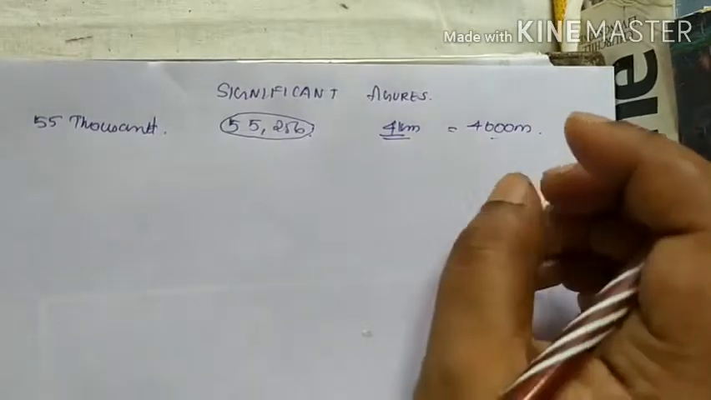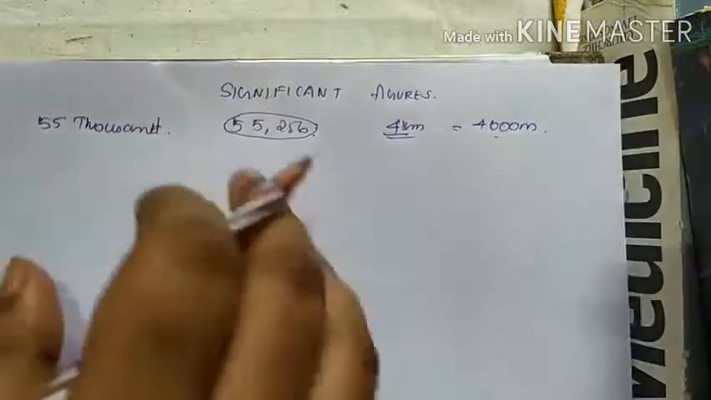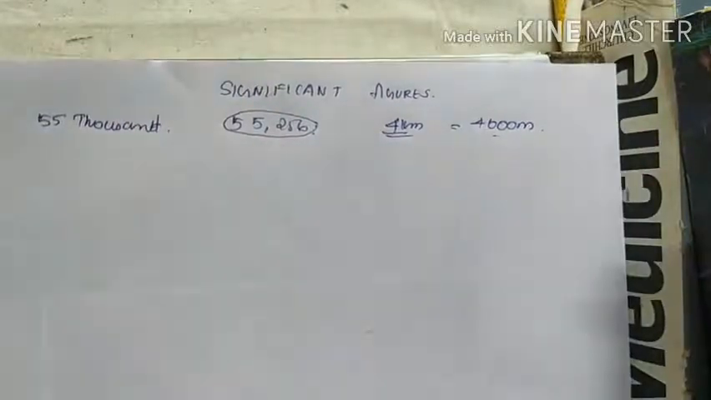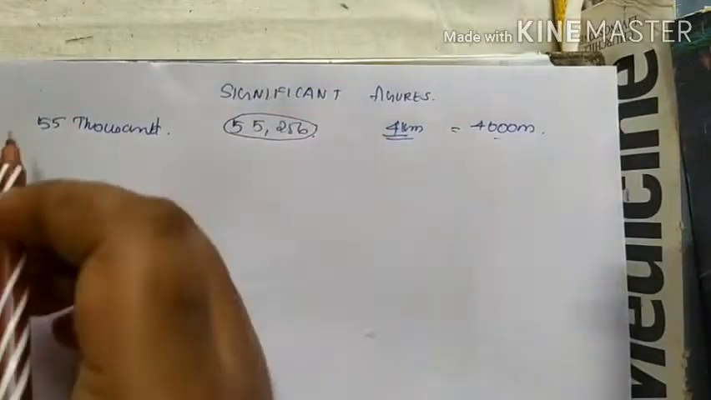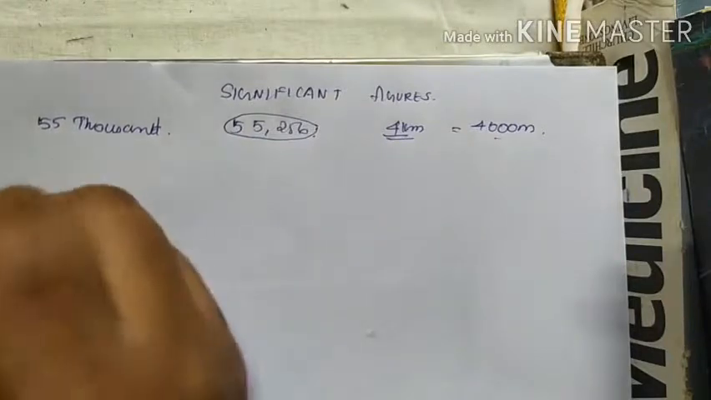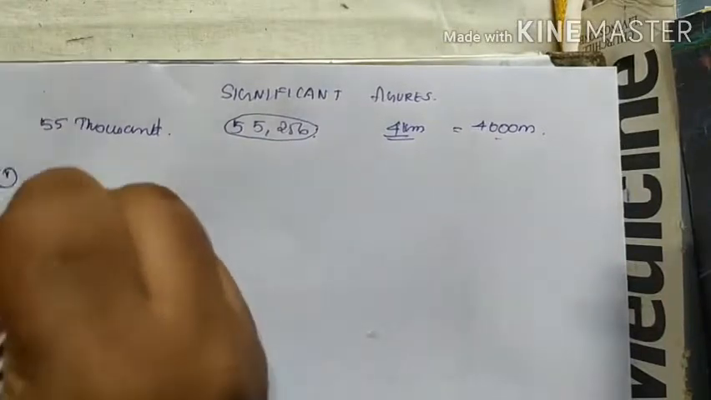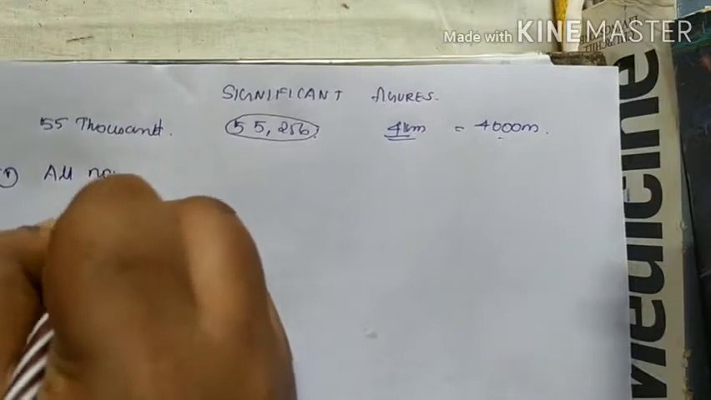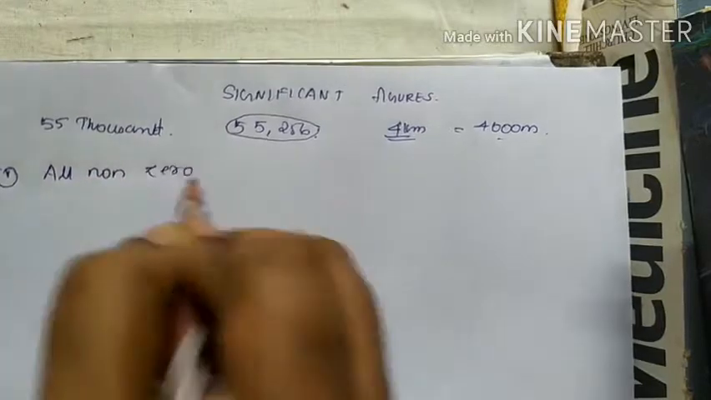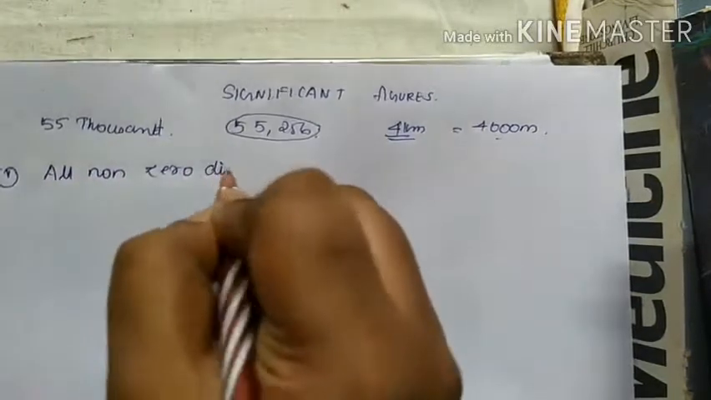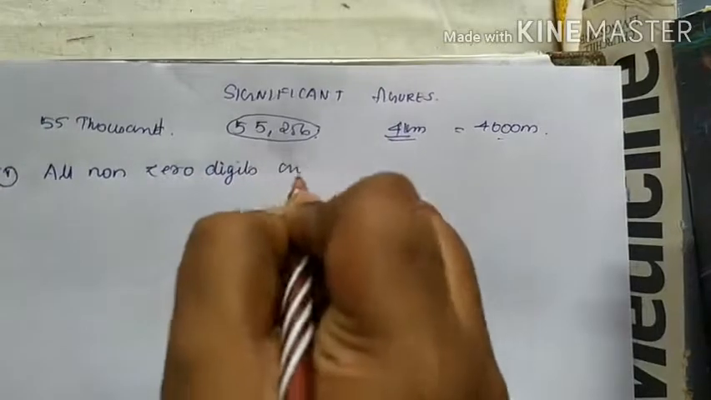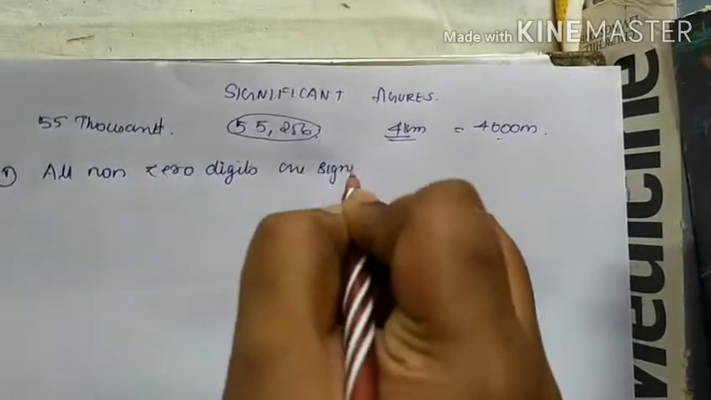And for that, there are some rules. I will not be writing the rules all at once like this. I will take each rule and then give you some examples. Okay, so the first rule is all non-zero digits are significant. It's very easy.